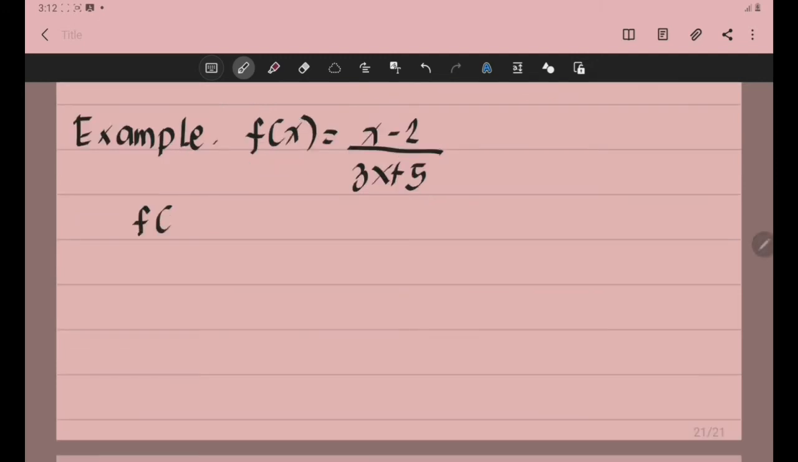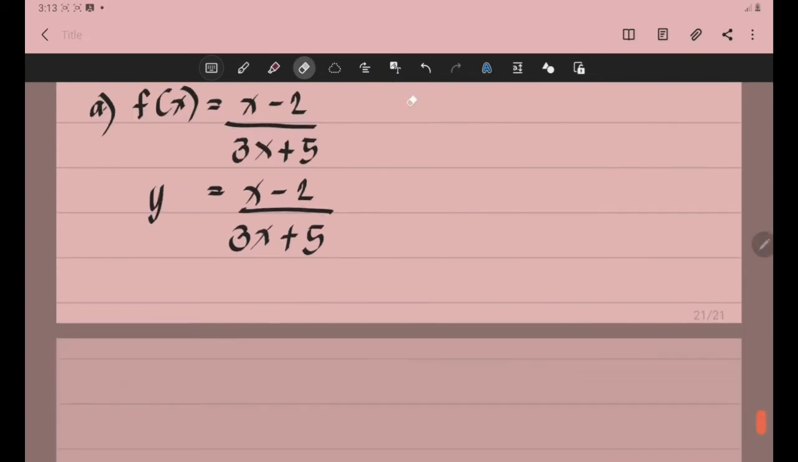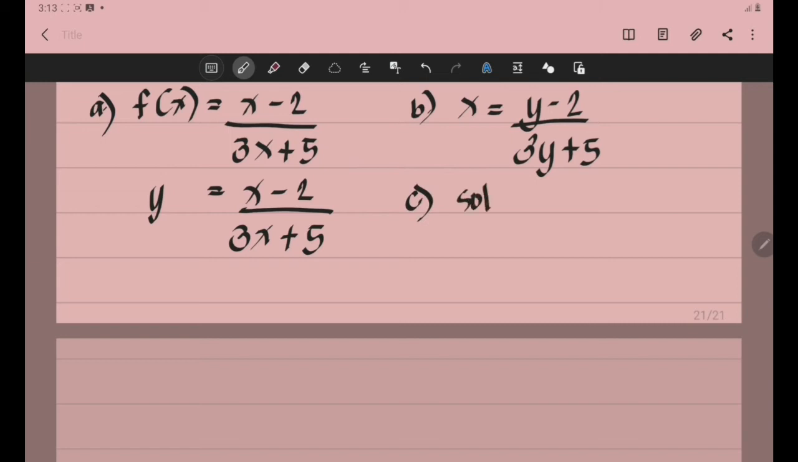Let us have an example. F of x is equals to x minus 2 all over 3x plus 5. So, kunin natin yung inverse nitong ating original function. So, first, write y instead of f of x. So, we have y is equals to x minus 2 all over 3x plus 5. Second step is to interchange the variables x and y. So, we will have x is equals to y minus 2 all over 3y plus 5. The third step is to solve for y.